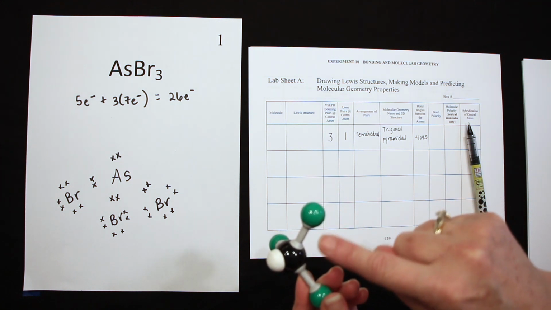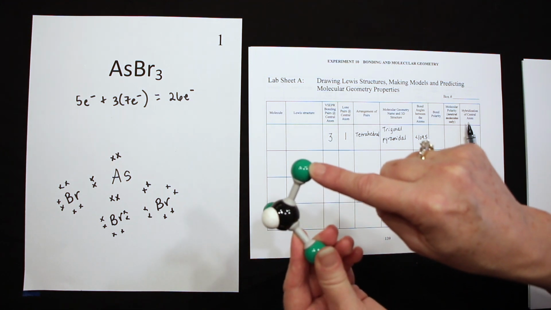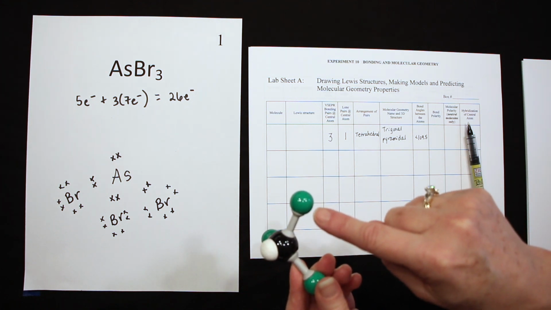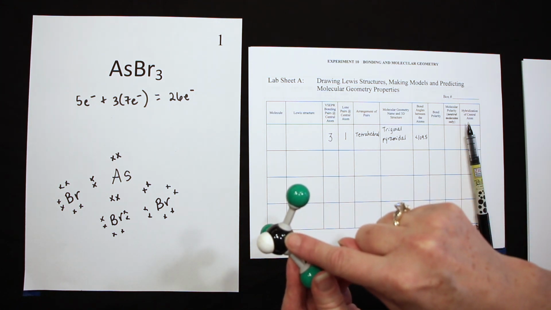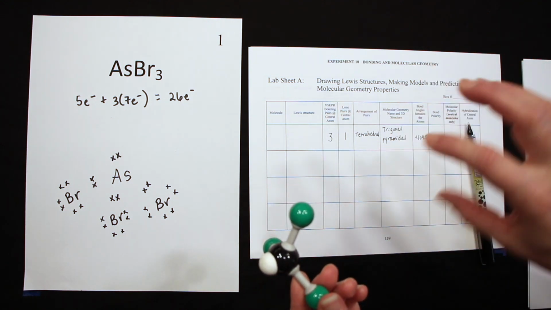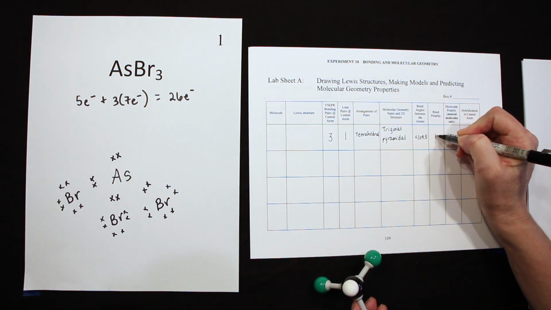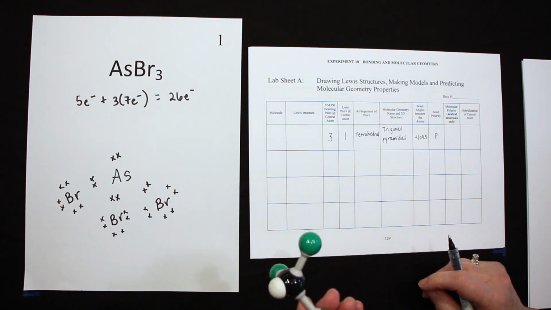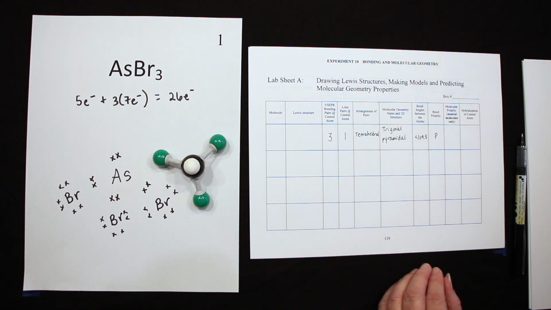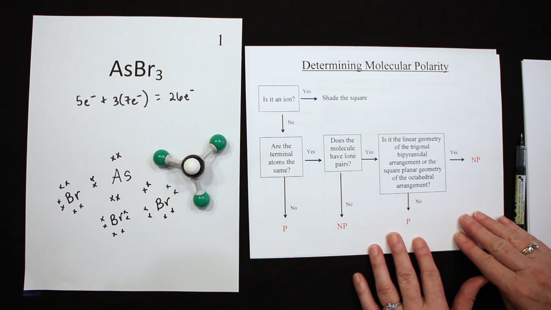If they are different atoms, then there will be a slight electronegativity difference between the 2, and the bond between the 2 is polar. The electrons will spend a little bit more time closer to one atom than the other. So this will be a polar bond. Now, let's look at the overall molecular polarity. And there's a little decision chart here that you can use.